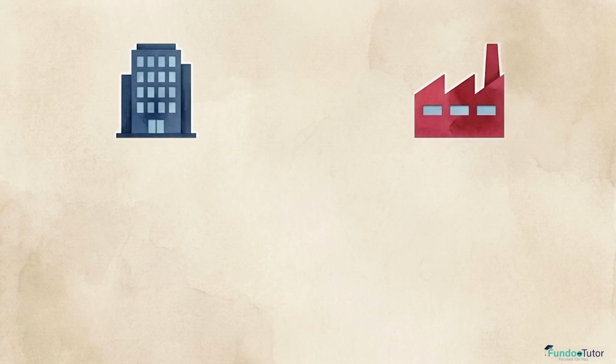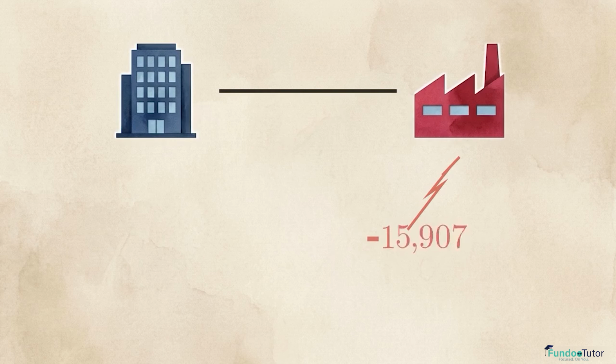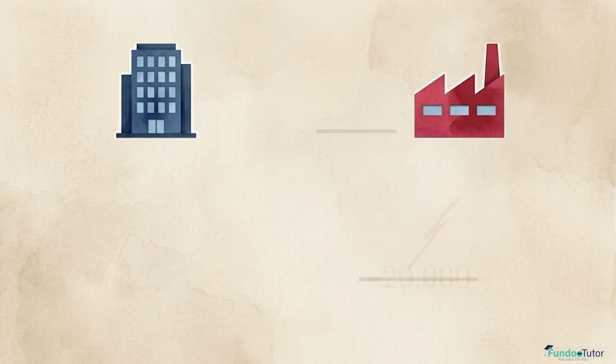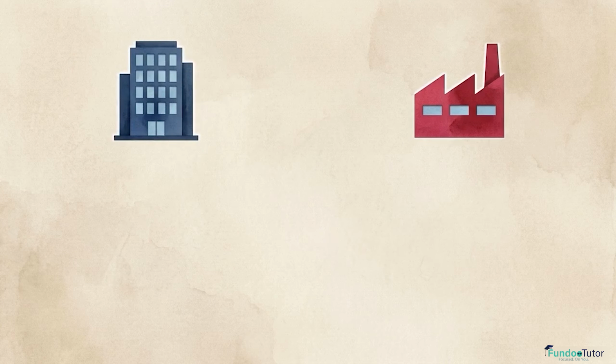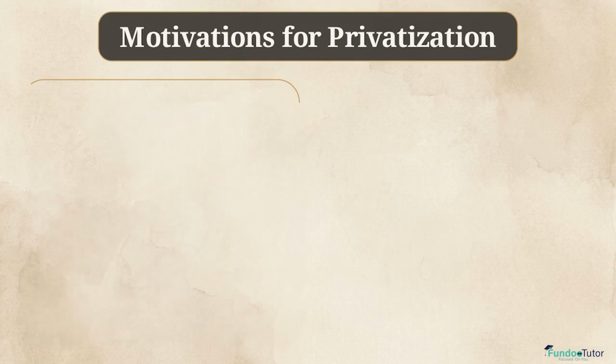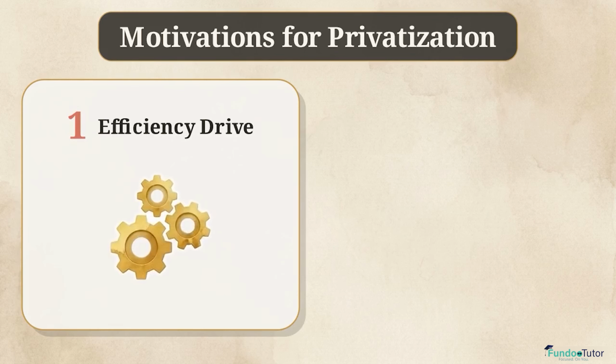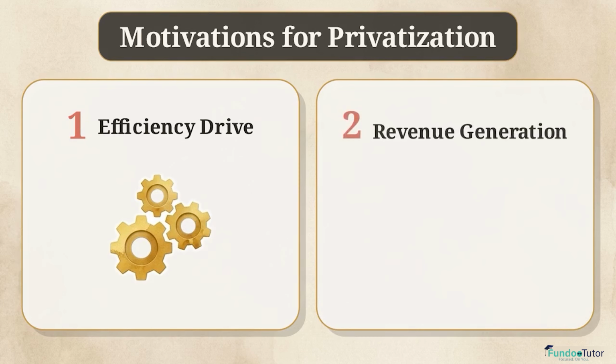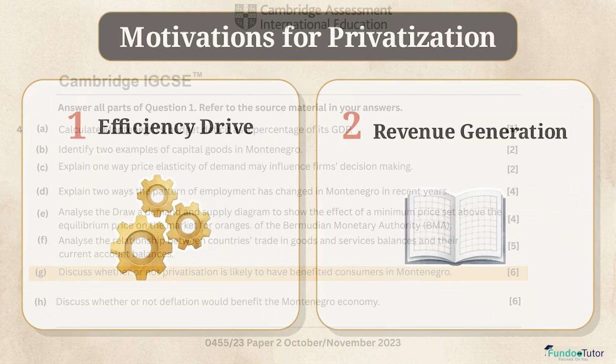Alternatively, the government might simply want to stop the bleeding. If a state industry is operating at a massive loss, privatizing it removes the financial burden from the taxpayer. Selling state assets serves 2 main purposes. It forces an industry to boost productivity, and it gives the government a practical way to balance its books.